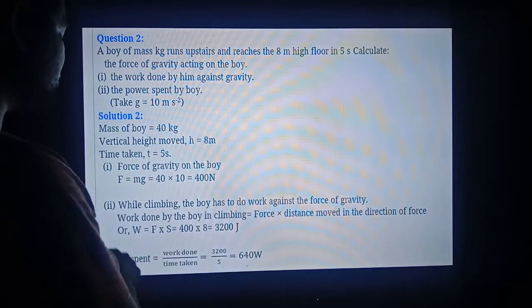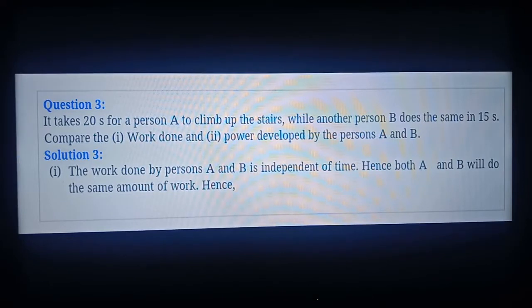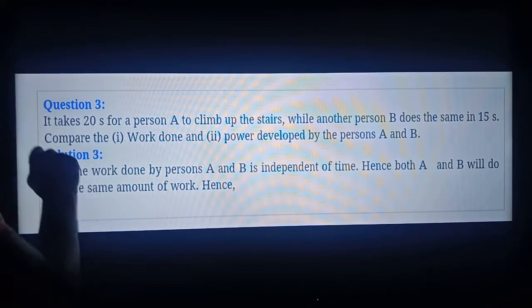What is the SI unit of power? Let's see question number 3. It takes 20 seconds for a person. T is equal to 20 seconds.